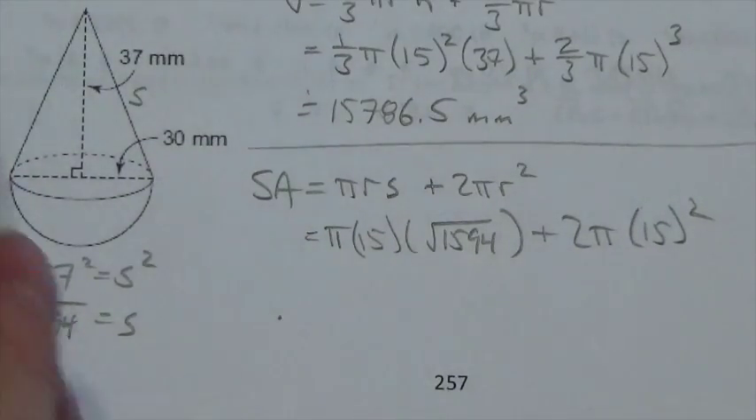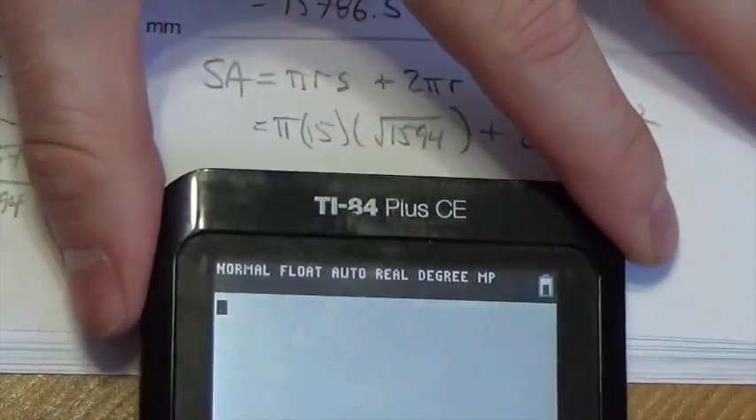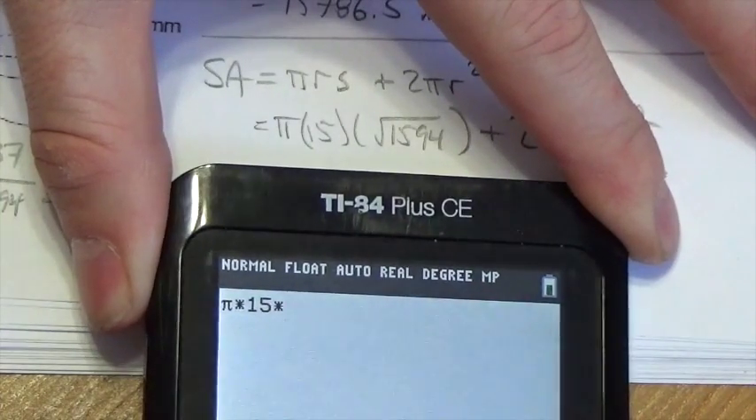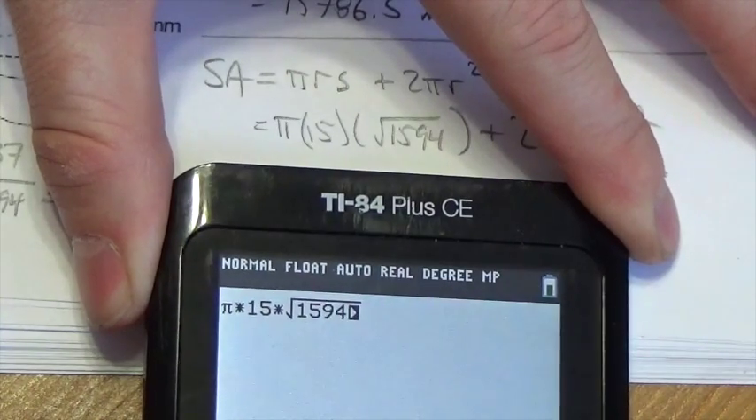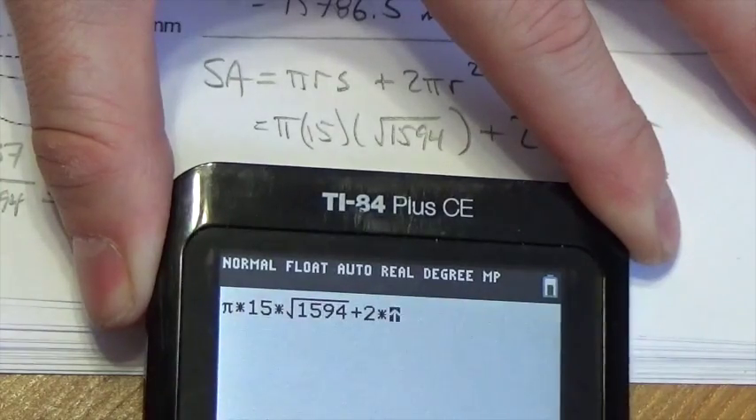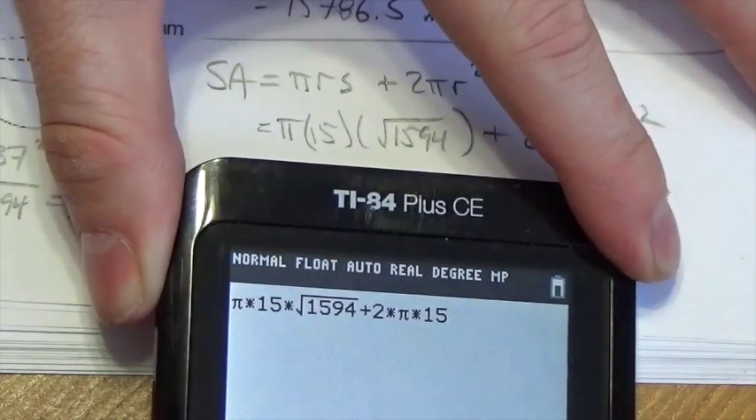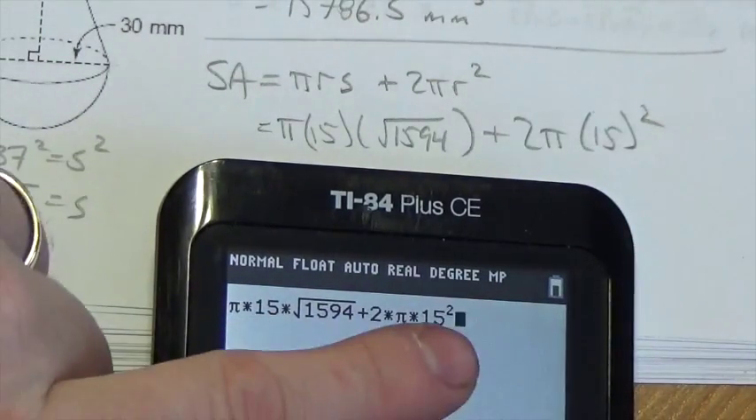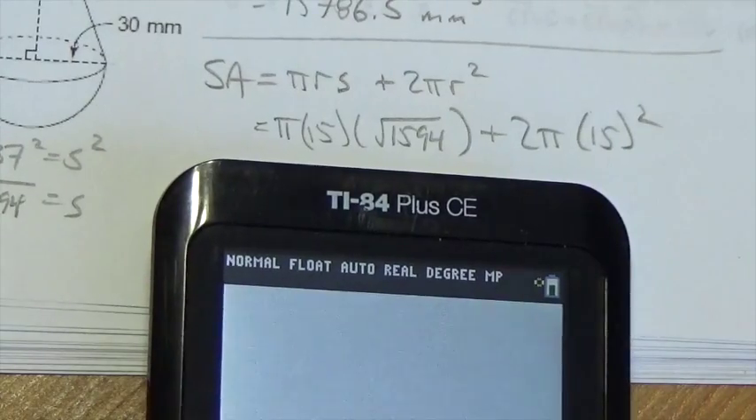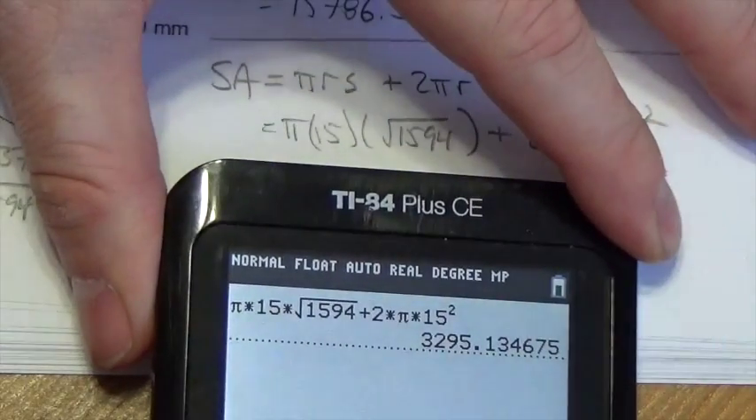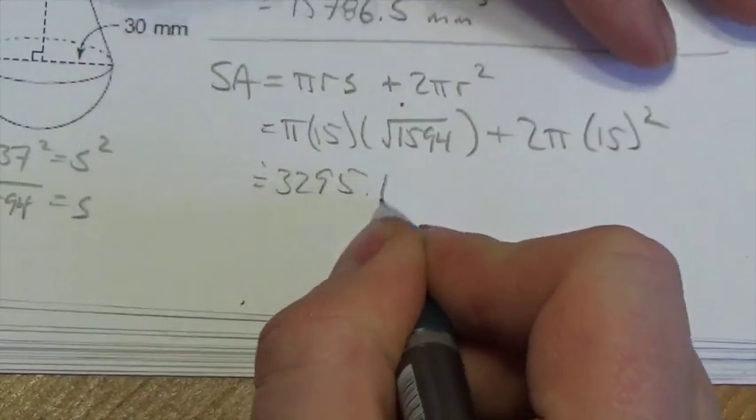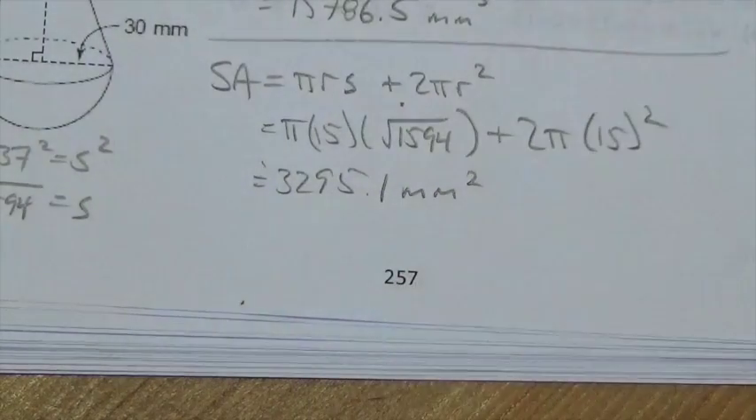And again, we just go to the calculator. Here we go. So pi times 15 multiplied by the square root of 1594. Got to get out of the square root. Got to finish that up. Plus 2 times pi times 15 squared. So there's the lateral surface area of the cone, and there's the surface area of this hemisphere. Press enter. And to the nearest tenth, it's approximately 3,295.1 millimeters squared.